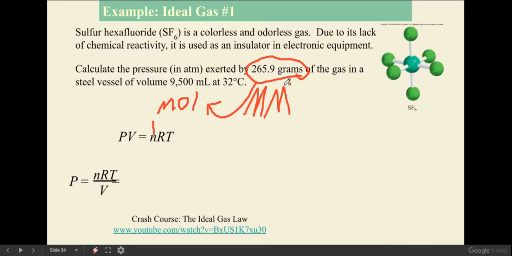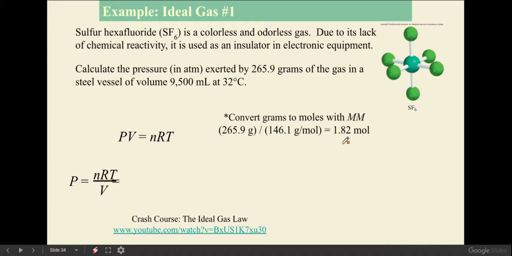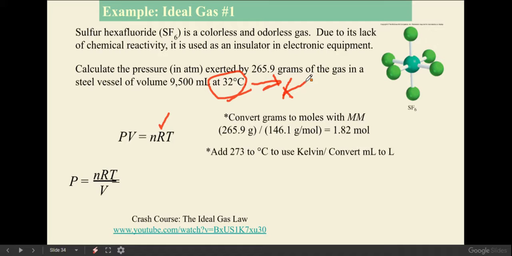So we'll use the molar mass to then figure out that there's 1.82 moles of this chemical. R is just a constant, 0.0821. I'll give that to you. You just plug it in. T is our temperature. We're given Celsius. We need to convert to Kelvin. And to do that, we just add 273.